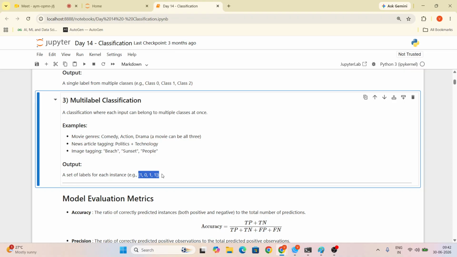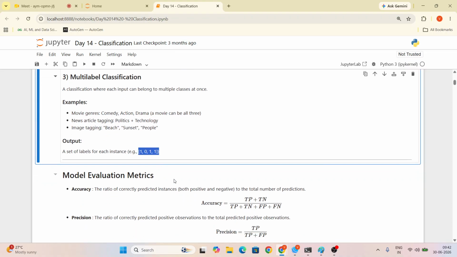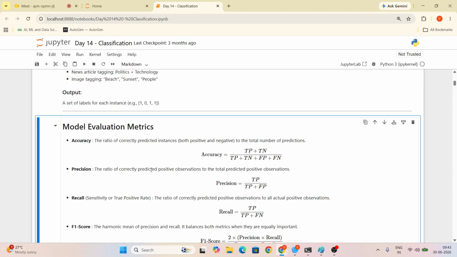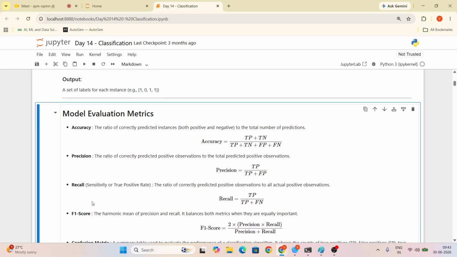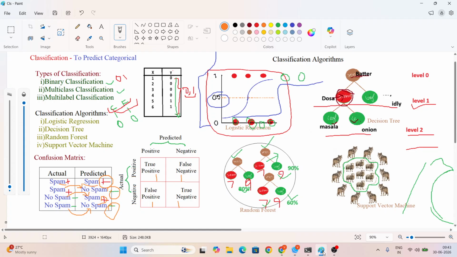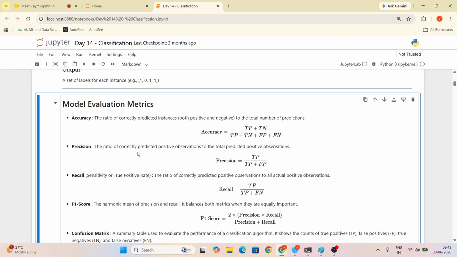Got it. Okay, guys. And the last one is model evaluation metrics. In the classification part, our model evaluation metrics are accuracy, precision, recall, and F1 score. These have formulas. We already know which one is true positive, true negative, false positive, and false negative. We already know the confusion matrix. And guys, in your regression part, we have four: mean absolute error, mean squared error, root mean squared error, and R-squared score. These are for the regression part.